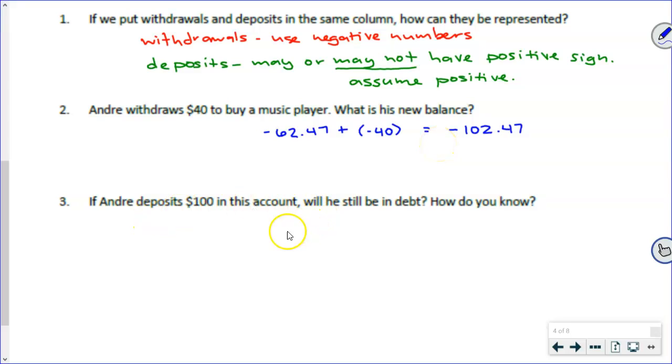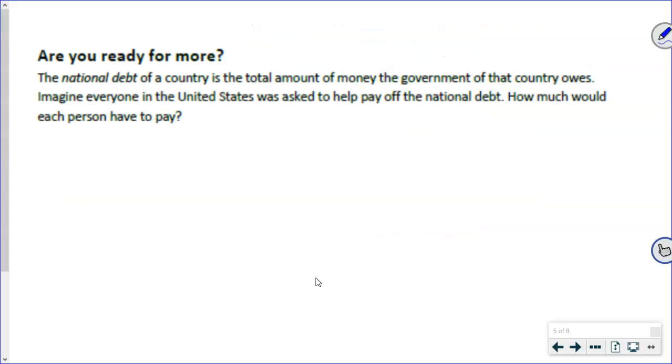Leroya. He still owes $2.47. Yep. Negative $102.47 plus a $100 deposit is still going to leave him in debt $2.47. He is more in debt than what he is paying off. So yes, he is still going to be in debt. Squeeze in one more lawn mowing before the season changes and he has to start shoveling sidewalks.